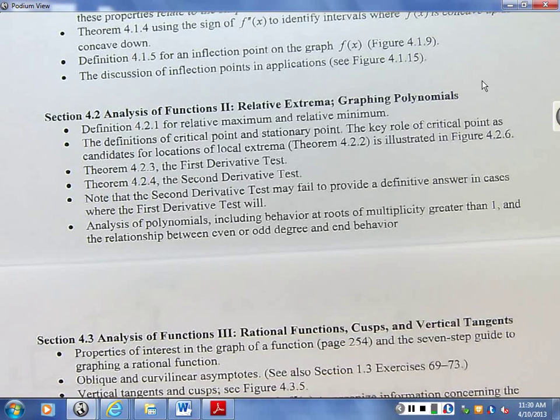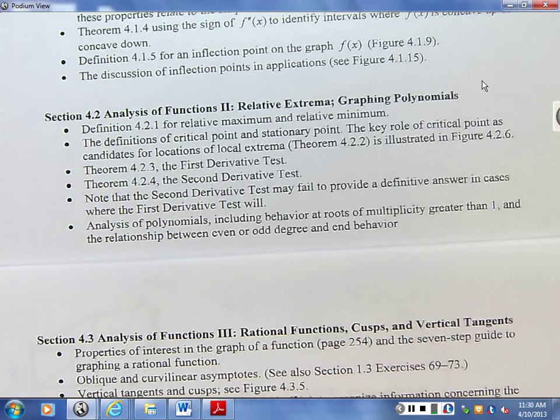So there will be some aspects of graphing on the exam, but it's pretty straightforward. Like, I might give you a first derivative test and a second. I might give you information from it and say, where's the maximum point? Where's the minimum point? Where's an inflection point? Where's the vertical asymptote?